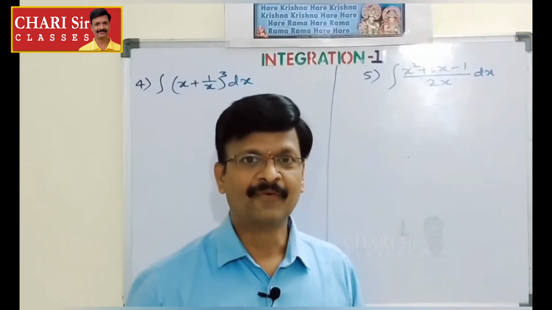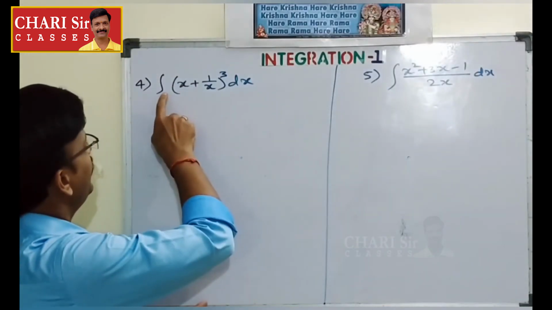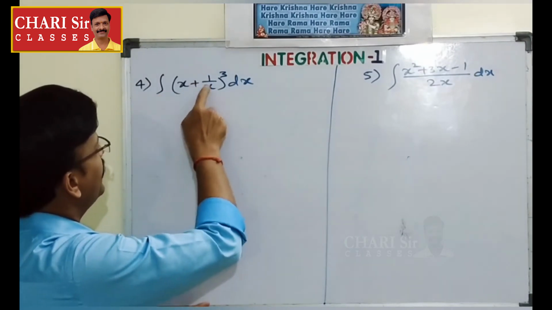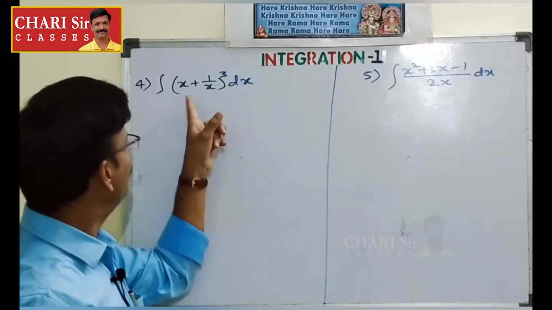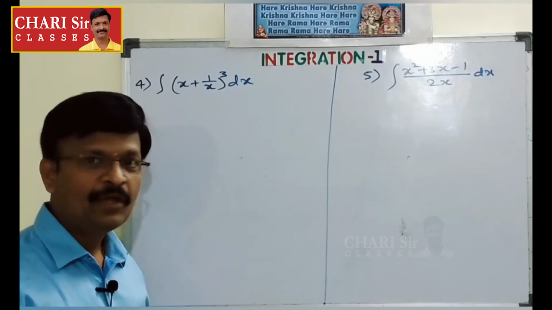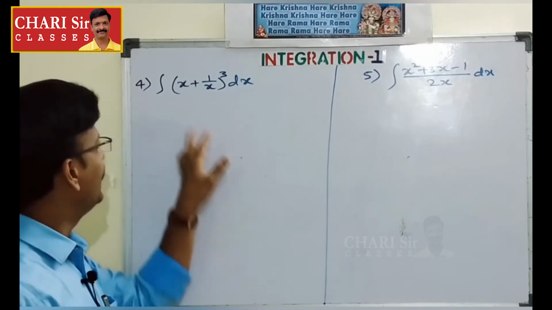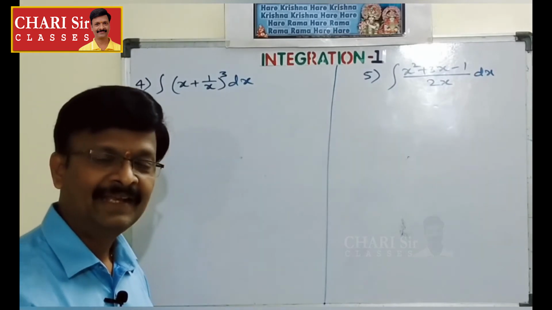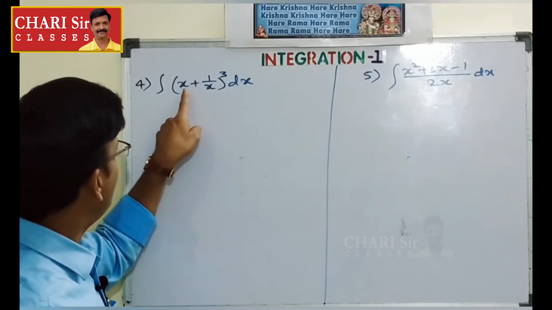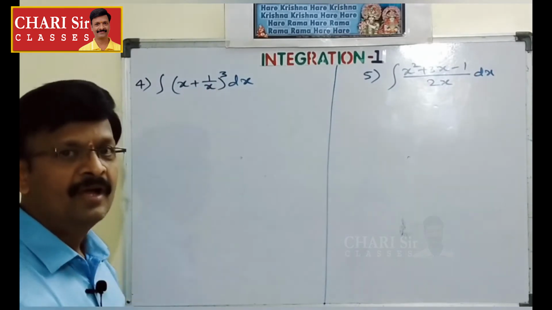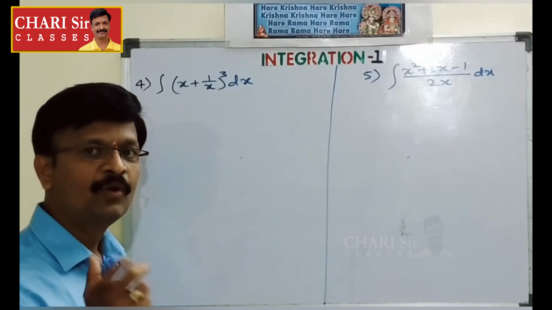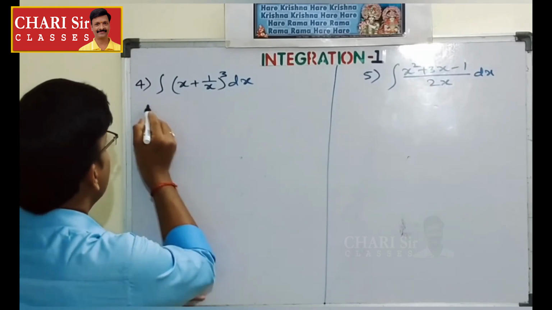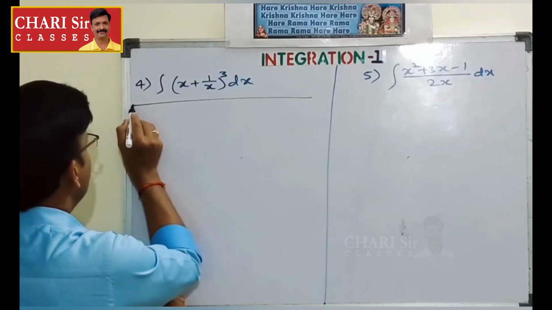Now question number 4. Question number 4 is given: integration of (x plus 1 by x) whole cube dx. Can we integrate this one directly? No. We need to take the expansion of this binomial and then we need to apply the integration process. Here it is in the form of (a plus b) whole cube. We must apply the (a plus b) whole cube expansion. What is the (a plus b) whole cube expansion? Just we write down here.